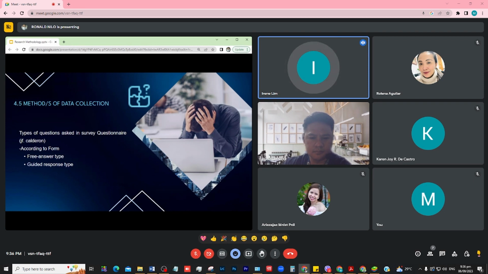Now we will be discussing the types of questions in a survey questionnaire. According to form, we have the free answer type and the guided response type. The free answer type is also called open form, open-ended, or unguided response. Here, the respondents answer the question in his own words and in his own way. The guided response type is also called closed form or restricted type. So the respondent here is guided in making his reply.